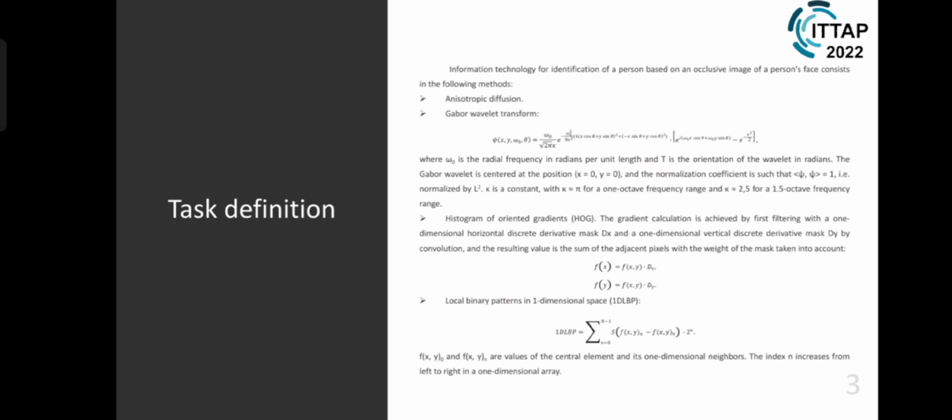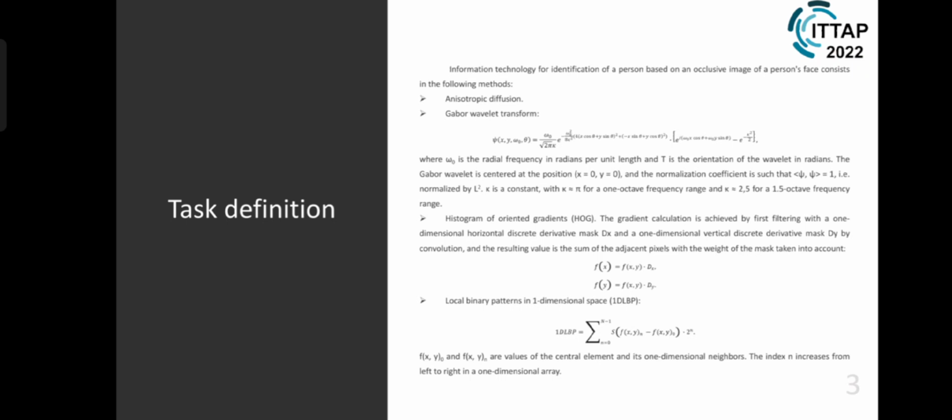In our previous work, an information technology for identification of a person based on an occlusive image of a person's face was proposed. This technology is based on an algorithm consisting of anisotropic diffusion as a method of image preprocessing, Gabor wavelet transformation as an image processing method for forming a global face image, local binary patterns in one-dimensional space, and a histogram of oriented gradients for forming a vector of image features.